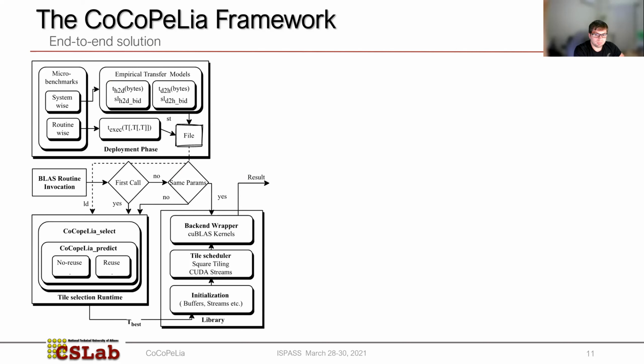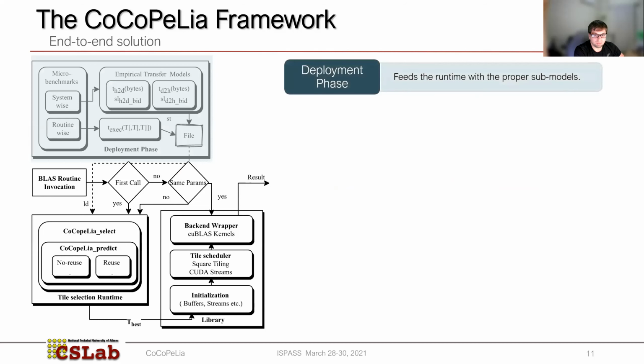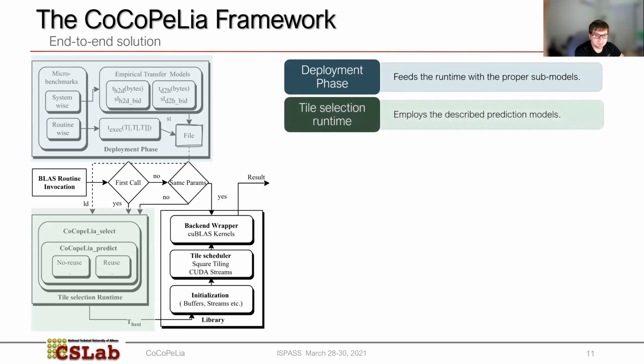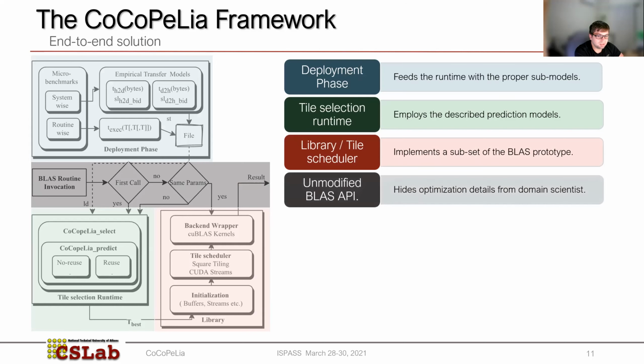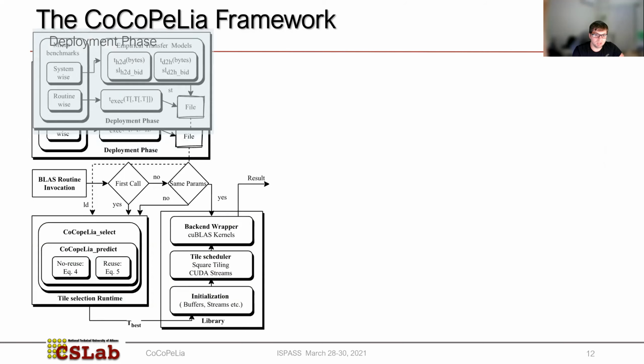The CoCoPeLia end-to-end framework consists of three distinct components. The deployment phase, which feeds the runtime with semi-empirical submodels; the tile selection runtime, which employs the described prediction models to provide near-optimal tiling sizes; and the library and tile scheduler, which implements an optimized subset of BLAS kernels. Finally, all these are coupled to an unmodified BLAS API to hide optimization details from the user.